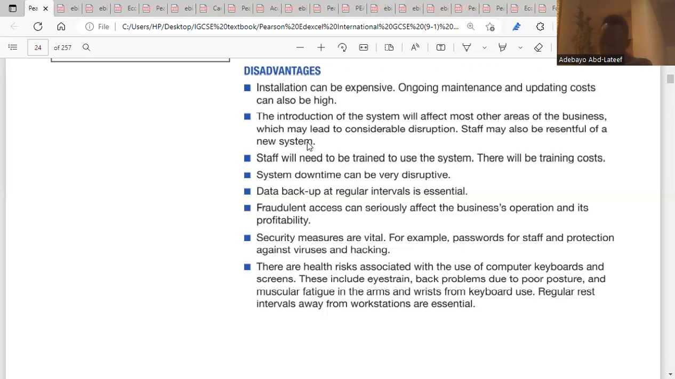The third one, staff will be trained to use the system. There will be training cost. So it's good to train the workers. Yes, it adds up to their skills, but it's expensive. It has a price, which is adding up to the cost of the business. Is it clear, please?